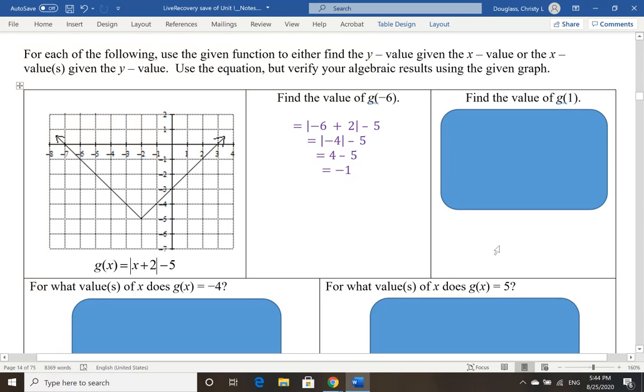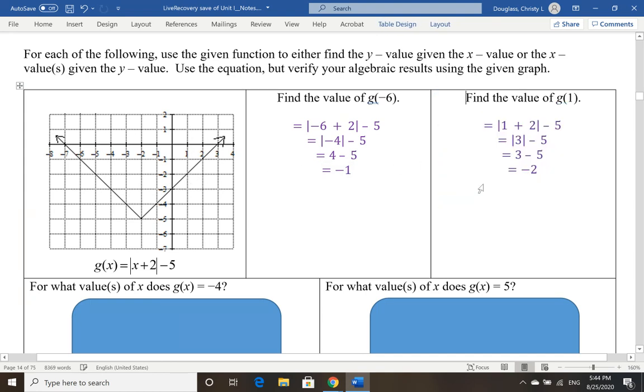Pause this video and see if you can find the value of g of 1. Well, if you look here at this graph, when x is 1, we expect a y value of negative 2. Let's see if that happens. Yes, indeed. If you substitute 1 in place of x in the function g of x, 1 plus 2 is 3. The absolute value of 3 is equal to 3 because 3 is 3 units from 0 on a number line, and 3 minus 5 is negative 2.